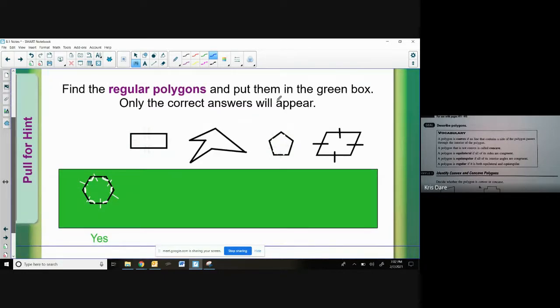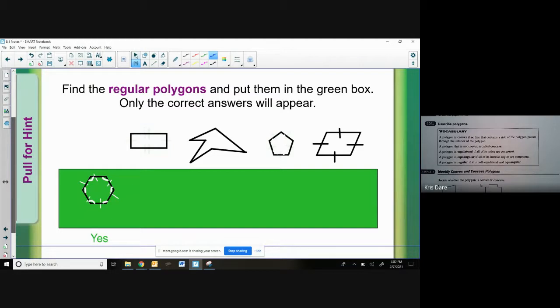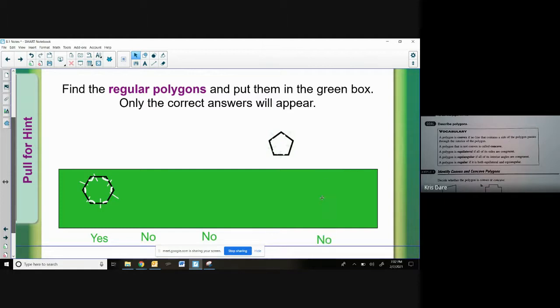So let's take a look at these shapes here. Find the regular polygons and put them in the green box. Well, we already talked about the rectangle. It only has equal angles, not equal sides. So no. This is a concave polygon. That's a no. This is my rhombus. It doesn't have equal angles, okay? Now this is a 5-sided pentagon, and it looks like everything matches. Yep. See how it's got all the little marks there to show the angles are equal and the sides are equal. And then this hexagon is in the same boat. For some reason I already had it down there.